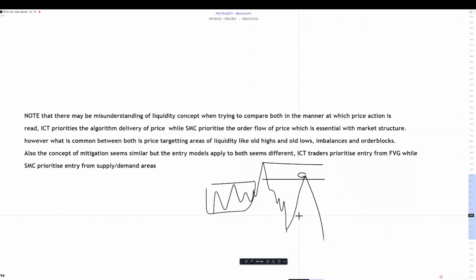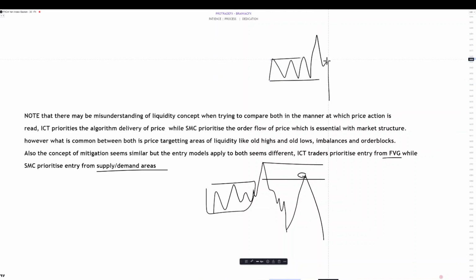From the way I explained, you would see that there are common things between ICT and SMC. Now, when I talked about transitioning from ICT into SMC: ICT traders prioritize entry from the fair value gap, while SMC prioritizes entry from supply and demand areas. This is the difference between them when it comes to entries. So when it comes to entries like this, in a case where you have a buildup of liquidity and price starts to give a kind of buildup where we have a fair value gap in these areas.